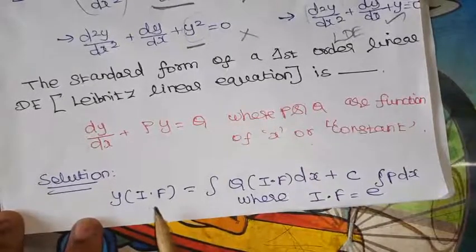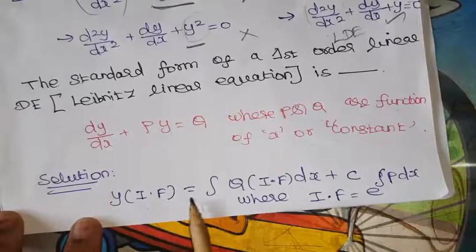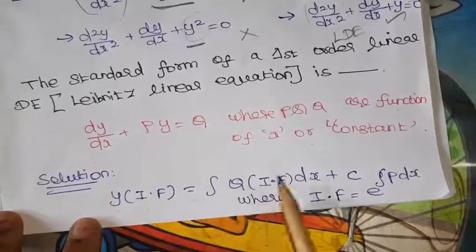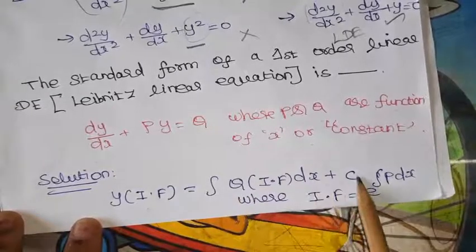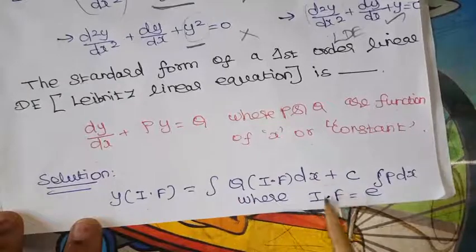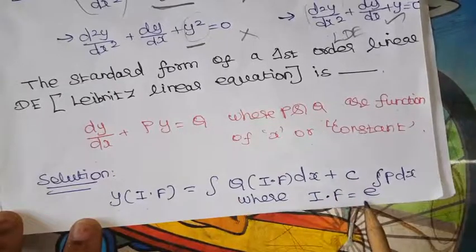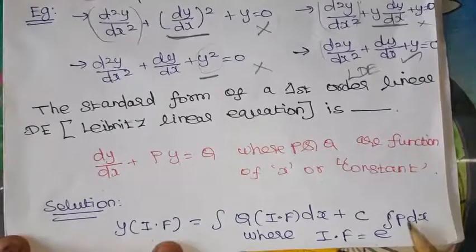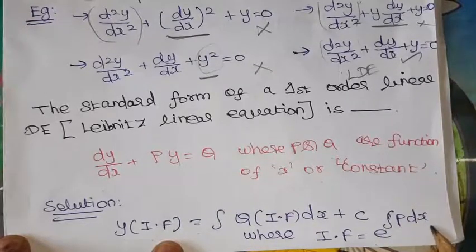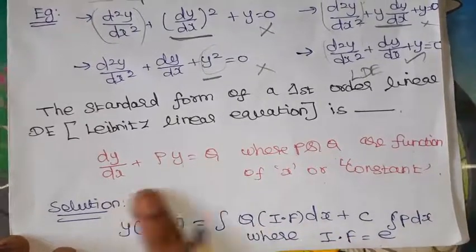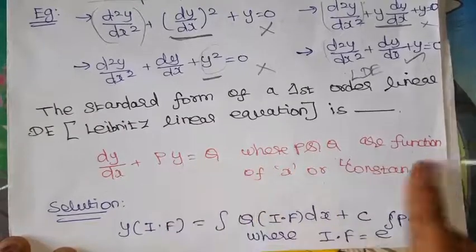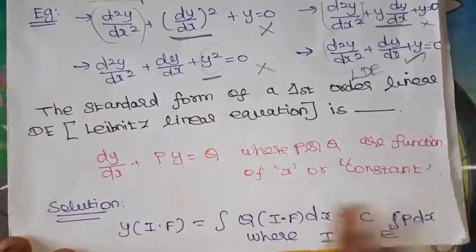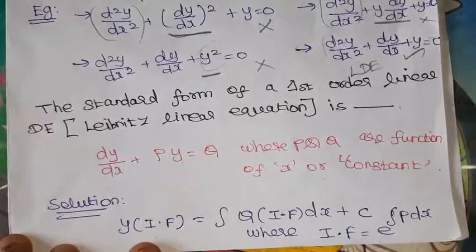IF is nothing but integration factor. Y into integration factor equals integral of Q into integration factor dx plus C, where the integration factor is e raised to the power integral P dx. These are very important. This is the standard form of the Leibniz linear equation, where P and Q are functions of x or constants.